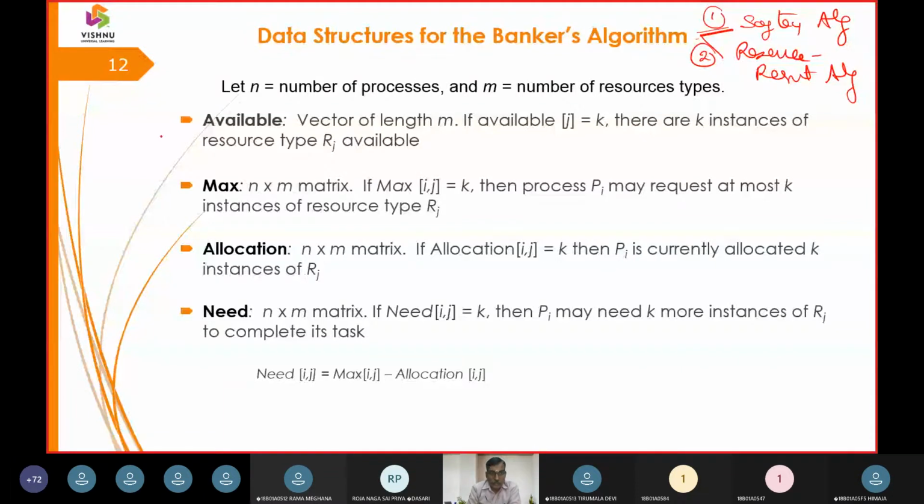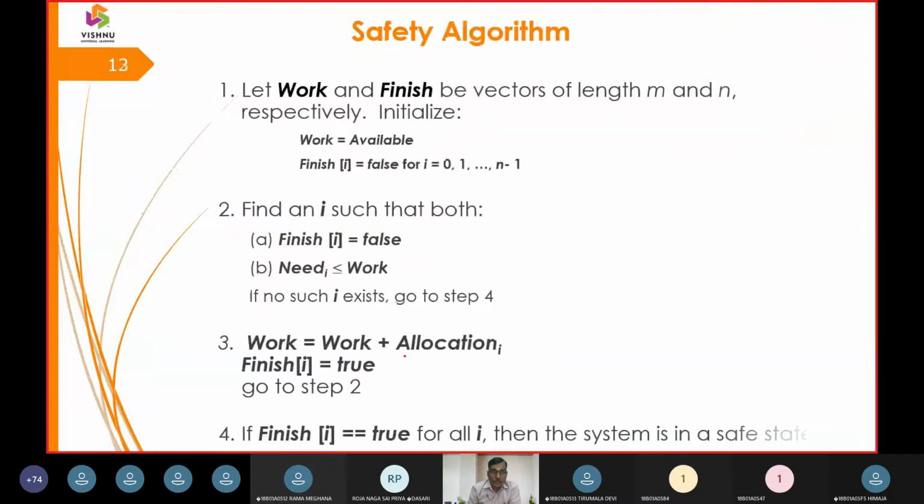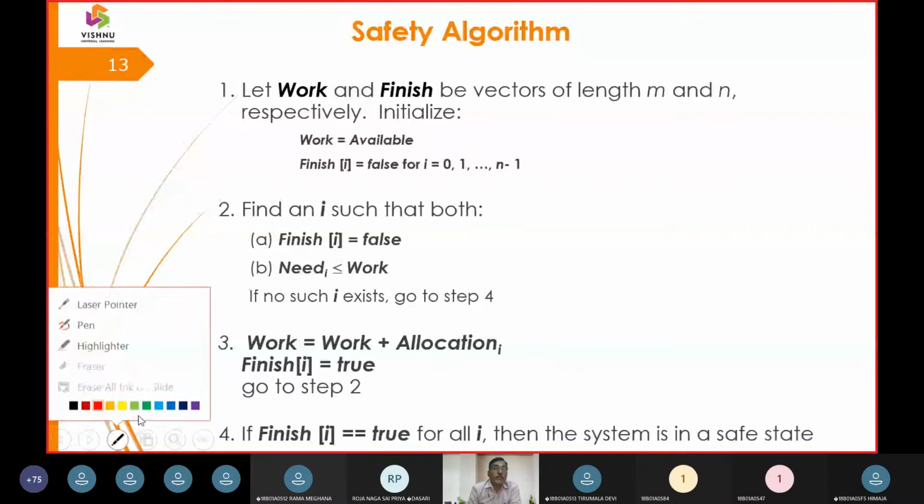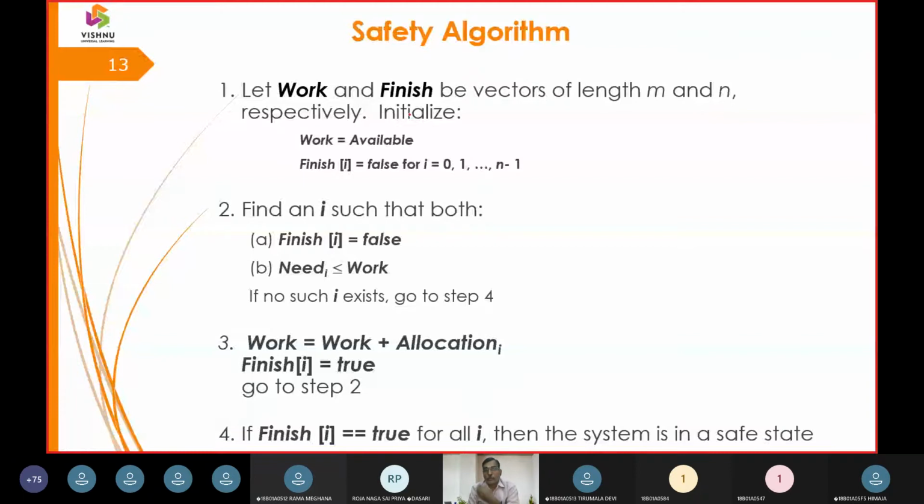To implement either the safety algorithm or the resource request algorithm, it opts for data structures called available, maximum, allocation, and need. How are we going to compute need? We take a formula: need is equal to maximum minus allocation. We are going to iterate this process until finish is equal to true.